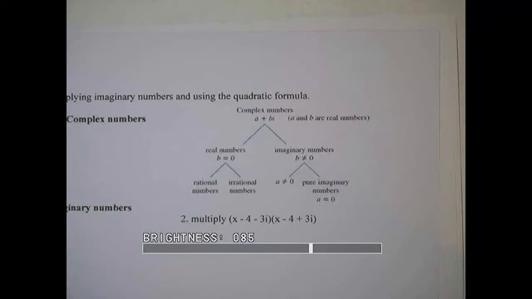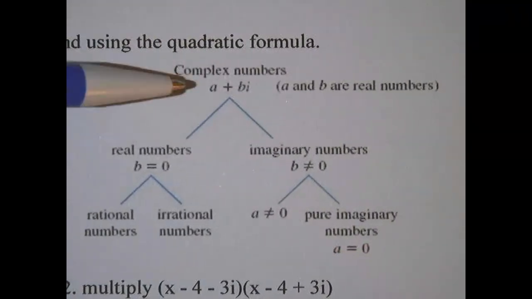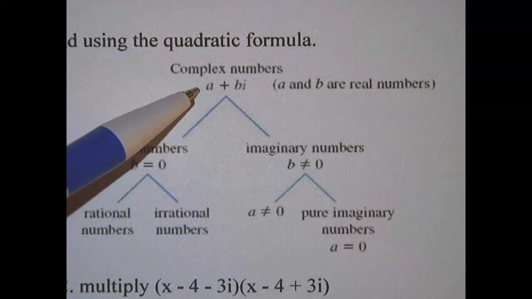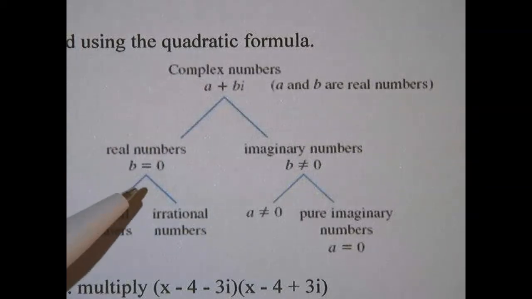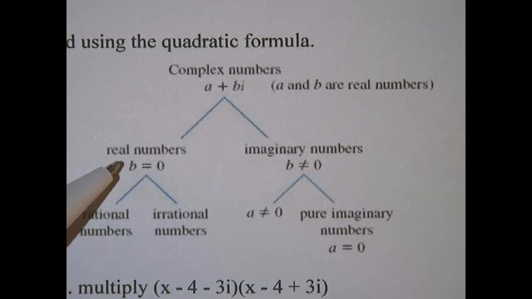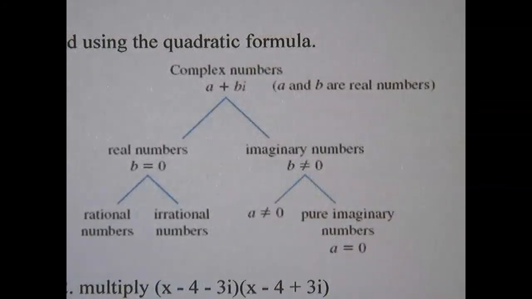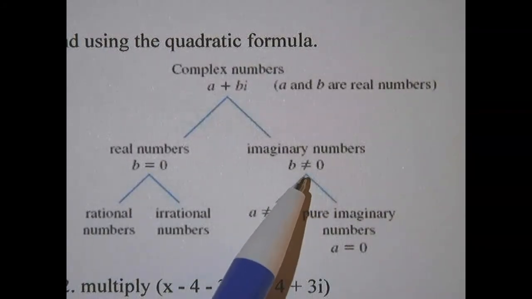So this is a nice little chart that shows complex numbers are pretty much every number that include the imaginary numbers. So a plus bi is the standard form for a complex number. A would be considered the real part. B would be considered the complex part, or the imaginary part. Okay, so if you have b equals 0, then you're looking at your real numbers, right? Because there is no imaginary unit. And then if b does not equal 0, then you have your imaginary numbers.